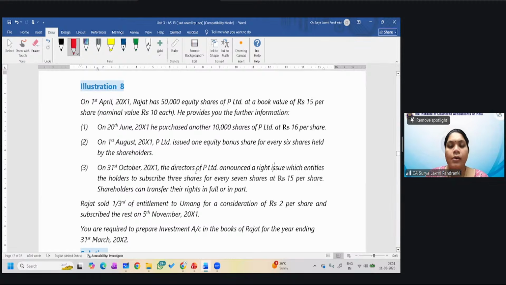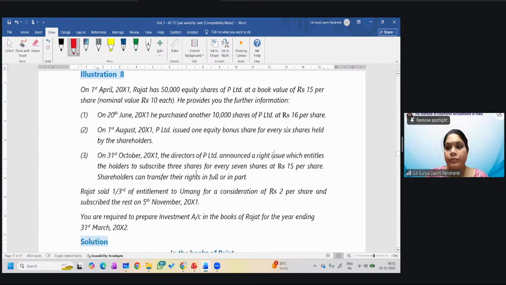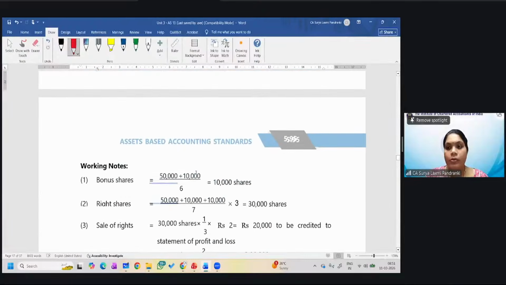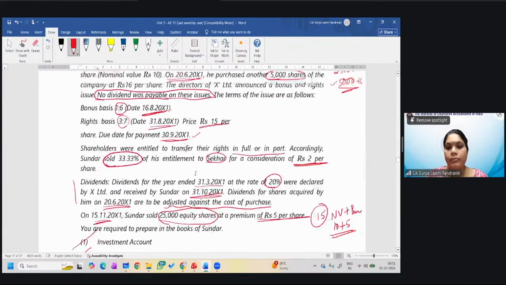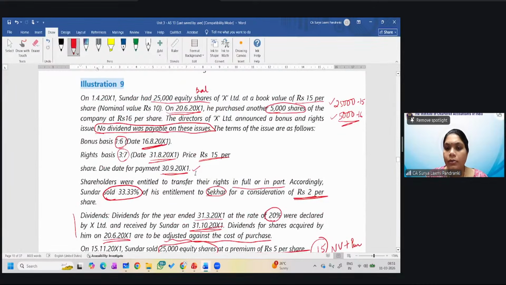Ma'am, why is the dividend only for the current year purchase of shares? In illustration 9, on the date of issue, the number of shares you are holding, only on that you will get your dividend. It will mostly not be given on bonus and rights issue.